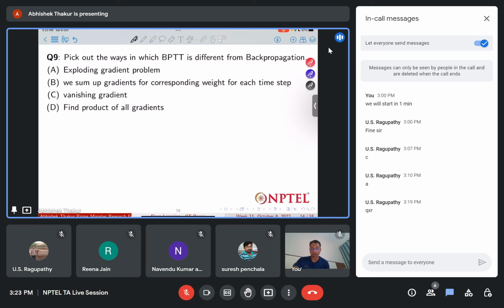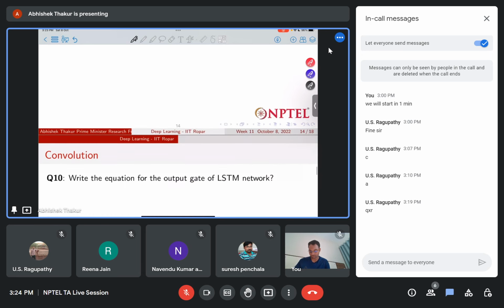So it is asking how it is different from back propagation. You can see the exploding gradient problem and the vanishing gradient, these two come there also, and it finds the product of all gradients. We sum up gradients for corresponding weight for each time step. So option B is correct because there also we find the product of all the gradients, that we do with the chain rule. So option B is correct for question number 9. Now we'll move on to question 10.